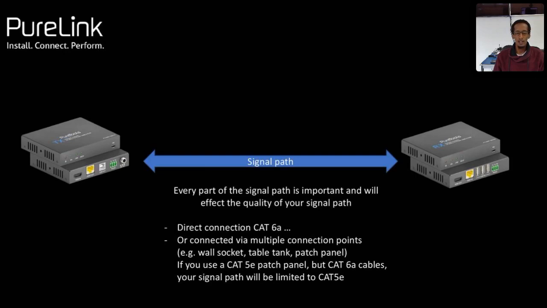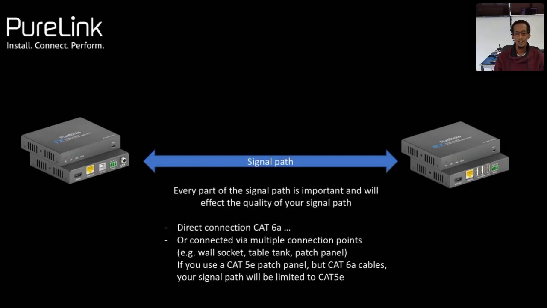So for example, if you're using Cat7 installation cable, and you have a Cat7 patch cable, and your HDBaseT products, everything is HDBaseT certified, but you are running through a Cat5e patch panel, your whole installation will be limited to Cat5e. So you're spending a lot of money for certified cables, for transmitters, for receivers, but at the end of the day, your whole installation will be downsized to Cat5e because you're running through a Cat5e patch panel.